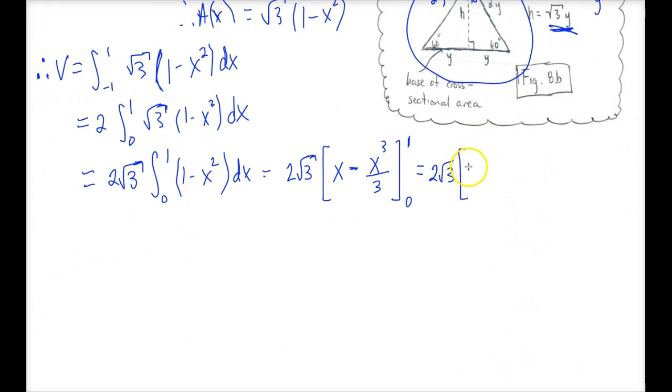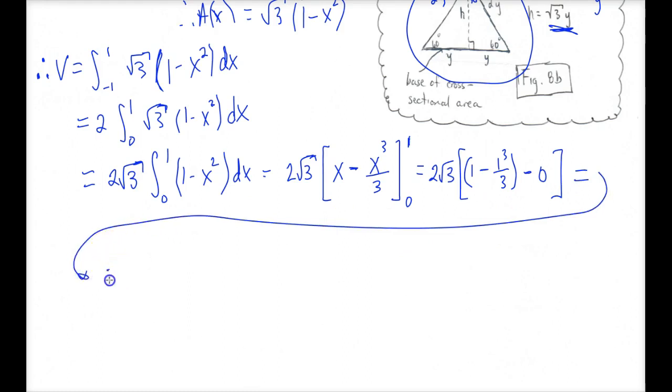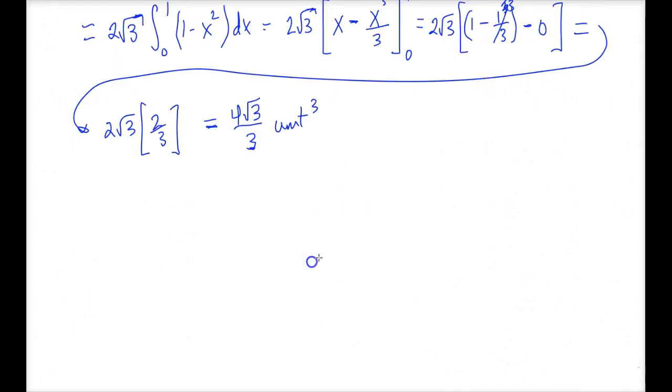So from there, we plug in 1 minus 1 cubed over 3. And then, of course, when we plug in 0, everything will be 0. And then from there, we close out 2 times the square root of 3 times this, which is just 1/3. So 1 minus 1/3 would give me 2/3. Of course, this is just 4 times the square root of 3 over 3. And again, this is volume, so we're talking about cubic units. And so that's how we do this example.